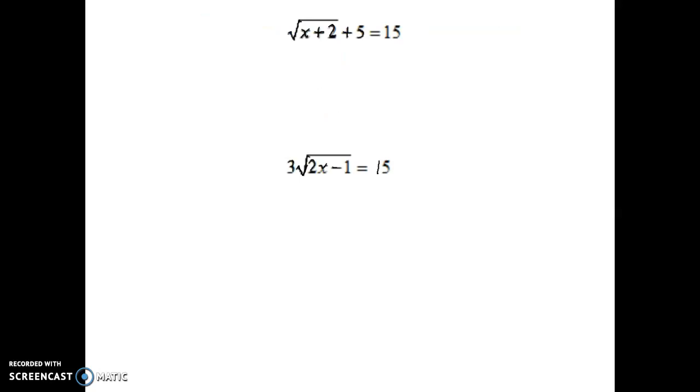In my next two examples, I'm going to do the same thing. However, I want to take a look at the fact that my square root right now on the top is not isolated or by itself. There's an additional plus 5 that's there. To make this a little bit easier, what I should do is try to get that square root by itself. I can do that by subtracting 5 from both sides of my equation, and then I would have just that square root of x plus 2 on the left.